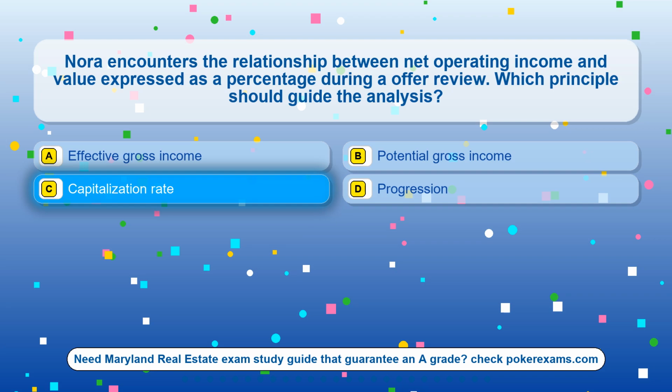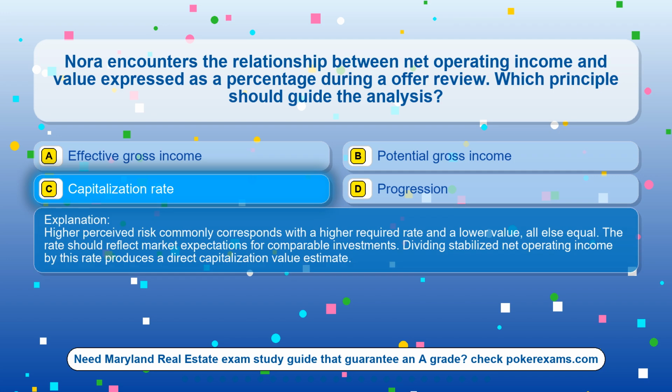The correct answer is option C, capitalization rate. Higher perceived risk commonly corresponds with a higher required rate and a lower value, all else equal. The rate should reflect market expectations for comparable investments. Dividing stabilized net operating income by this rate produces a direct capitalization value estimate.